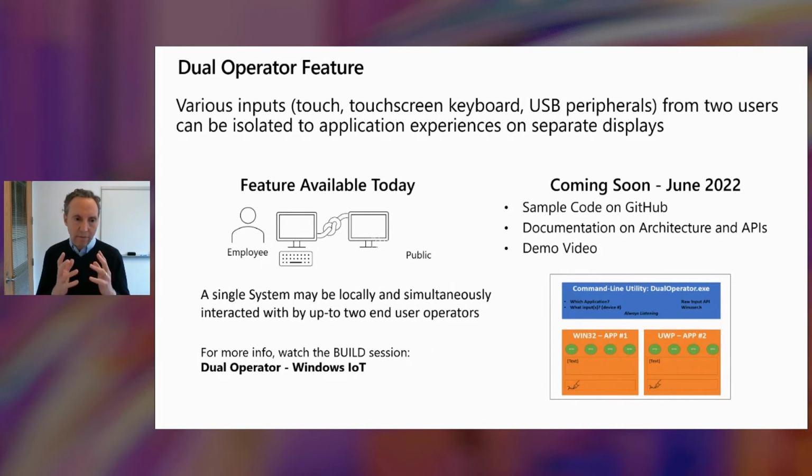And so this is available in the product today, but what we're doing is helping people understand how to use it. So coming soon in the June timeframe, we'll have sample code on GitHub. We'll document the architecture and the APIs you would use. There'll be a demo video, and there'll be a sample app. So a number of customers have asked us for this, so we're making it easier to use, and we think it's going to enable some really cool applications. So if you're a developer who wants to build something like this, stay tuned, and we'll make it easier for you to figure out how to do all this.